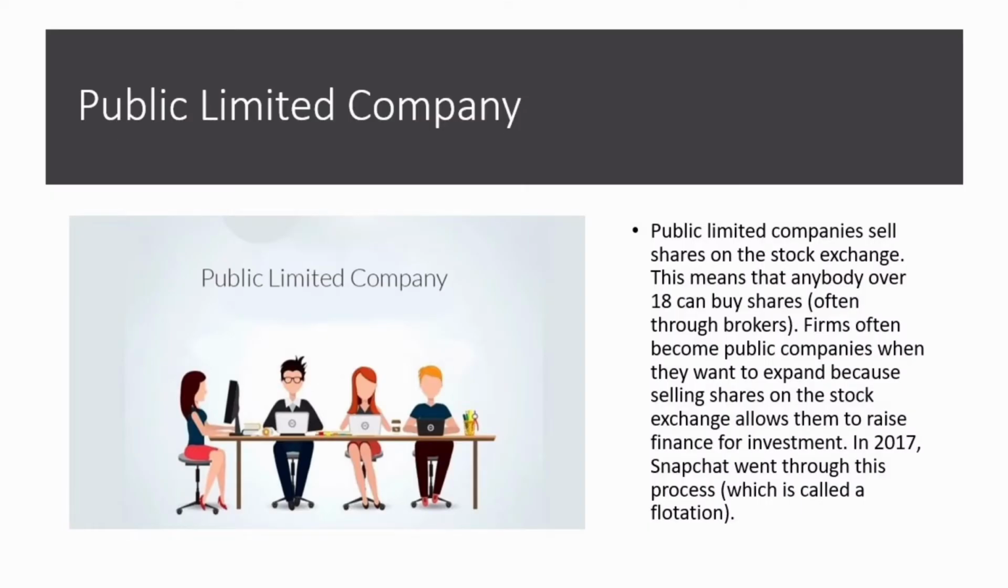Public limited company. Public limited companies sell shares on the stock exchange. This means that anybody over 18 can buy shares, often through brokers. Firms often become public companies when they want to expand because selling shares on the stock exchange allows them to raise finance for investment. In 2017, Snapchat went through this process, which is called a flotation.